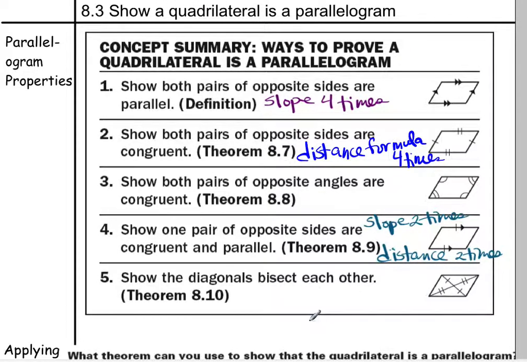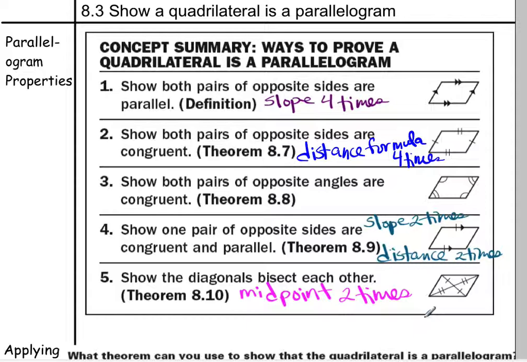And then the last of the methods, this is my favorite because it's the quickest way, and it uses my favorite formula. If you want to show that the diagonals bisect each other, then the midpoint of one diagonal would be the same point as the midpoint of the other. So to do this, you would just do the midpoint formula 2 times. You would do the midpoint of one diagonal and the midpoint of the other diagonal, and that would be all you would need to do.